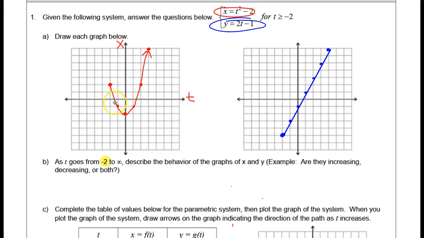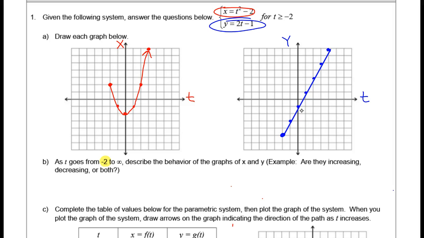There you have it, folks. I got the graph of x as a function of t. It is a parabola that opens up, but only a partial parabola because we're looking at only when t is greater than or equal to negative 2. And then for y as a function of t, it is linear with a slope of 2, a y-intercept of negative 1, and it starts from t equals negative 2 on up to t as t approaches infinity.